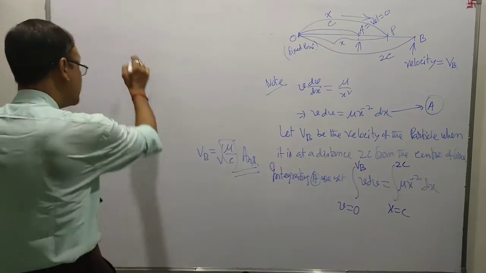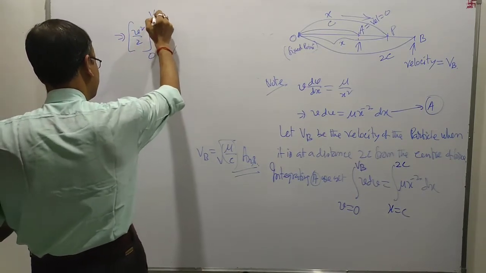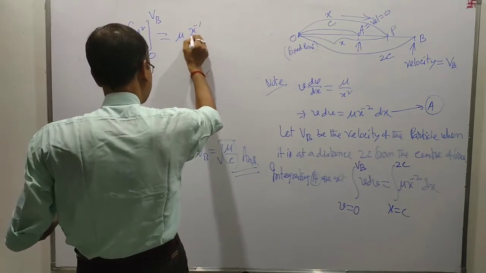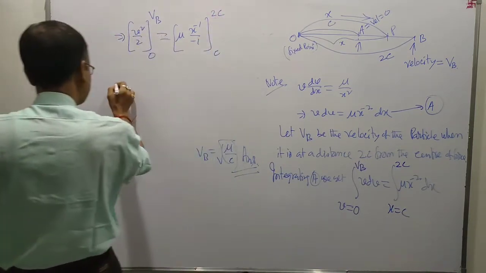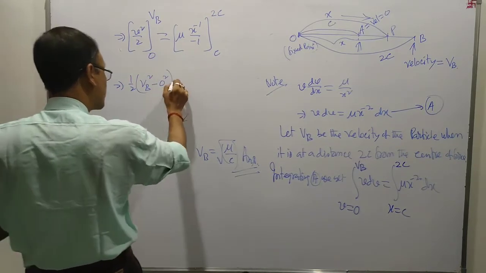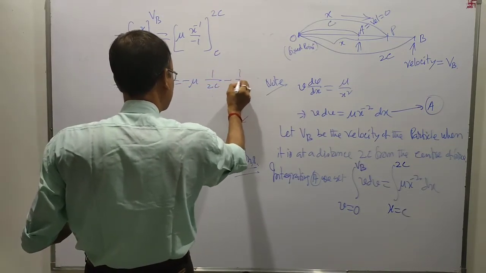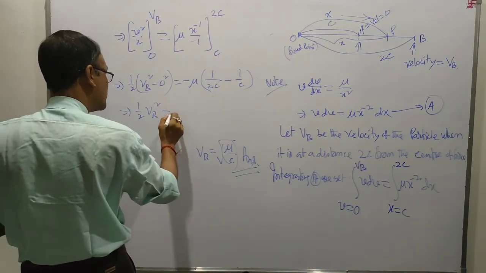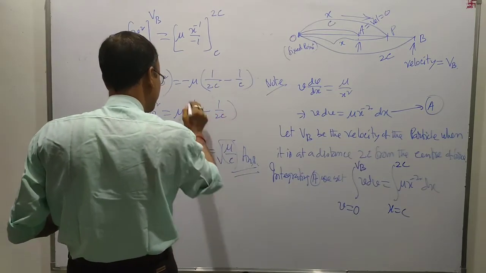Just calculate this one. This means v square by 2, from 0 to Vb, is equal to mu x to the power minus 1 by minus 1, from c to twice c. This means half of Vb square minus 0 square equals minus mu times 1 by twice c minus 1 by c. You may write like this, or you may write half of Vb square is equal to mu times 1 by c minus 1 by twice c.